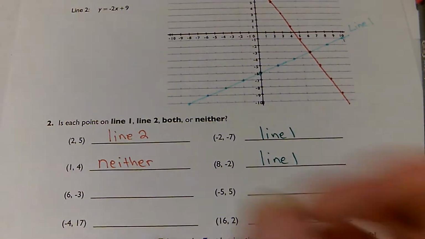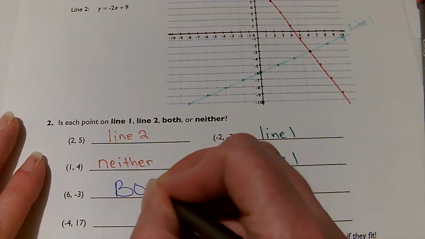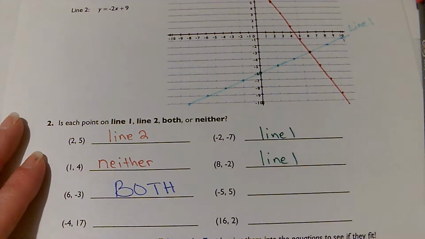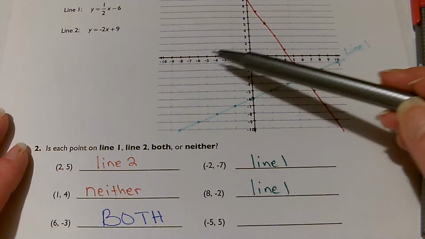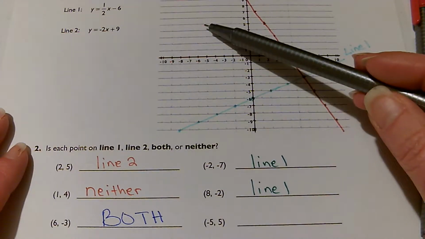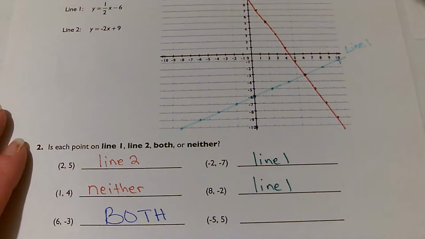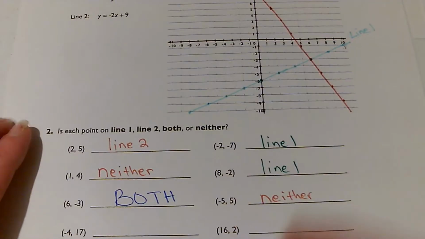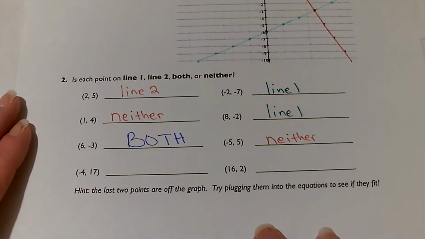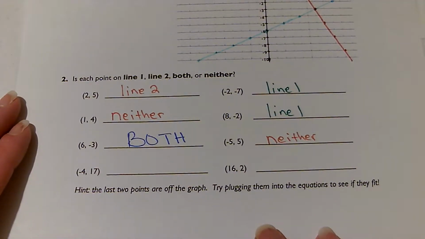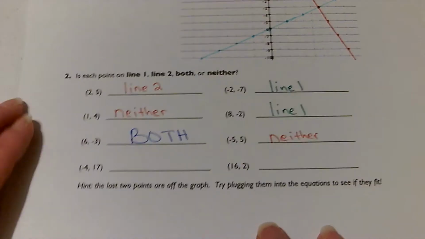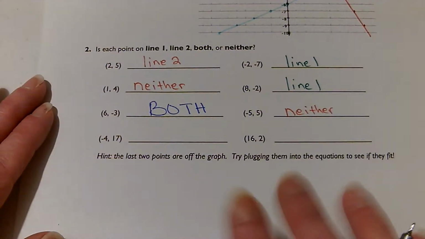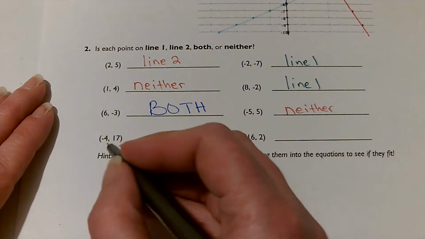So that is on both. -5, 5. Oh, that's neither. Now, how about these last two? How did you do on those? Which line did they live on? Well, we'll try both of them, both lines, and see which one they fit in.